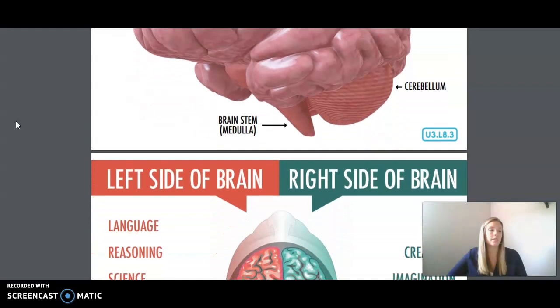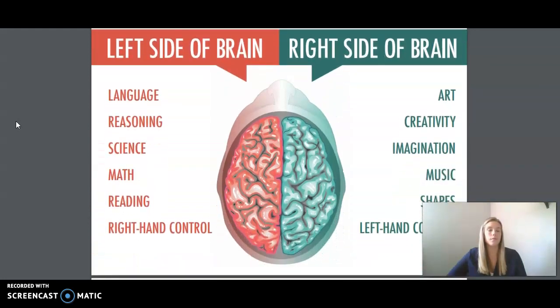Let's look more closely at the cerebrum. The cerebrum is divided into 2 halves, or hemispheres. The 2 hemispheres of the brain, the left hemisphere and the right hemisphere, are linked to one another by thick nerve fibers.